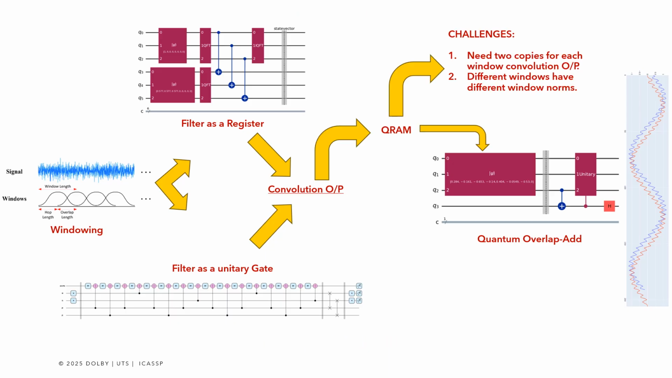Instead of re-encoding the classical data, there is the option of actually using the convolution output in the quantum domain directly to perform the quantum overlap add. For that, we can use something known as a QRAM, which stores the quantum state temporarily, similar to how a RAM works. But there are two challenges in this regard. We need 2 copies for each window convolution output, and different windows currently have different norms, which is tricky to rectify. This is an active problem we are currently working on.